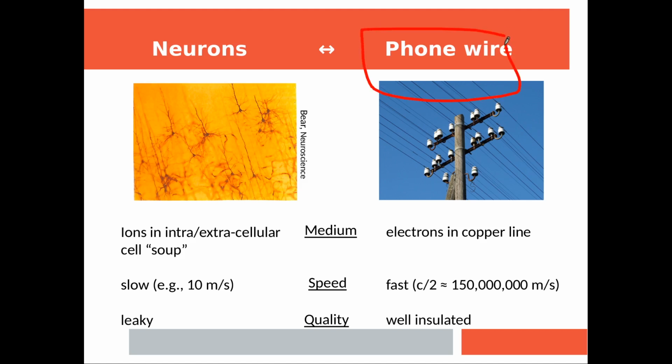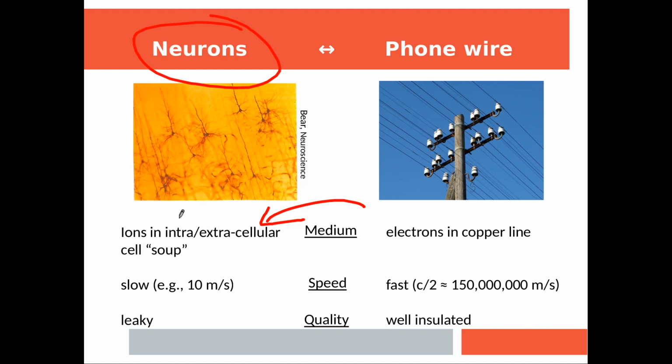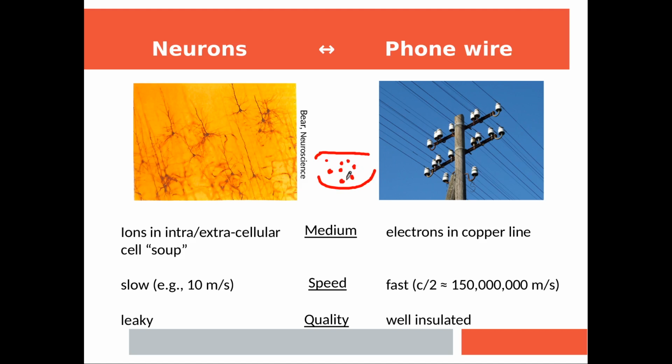So that's a phone wire. That's how engineered copper wire conducts a signal. Compared to that, neurons, the brain, are pretty inefficient. Basically, the medium of signal transmission is: you have some cell, and inside of it you have a bunch of ions, molecules, atoms, right? Ions. And outside of it you have some ions. And the signal is transmitted by the ions moving into and out of the cell, and that makes the signal transmit along the wire, or sort of a fiber, right?